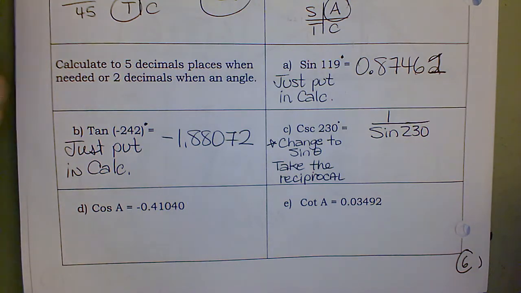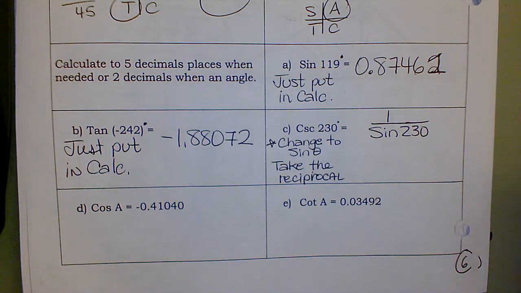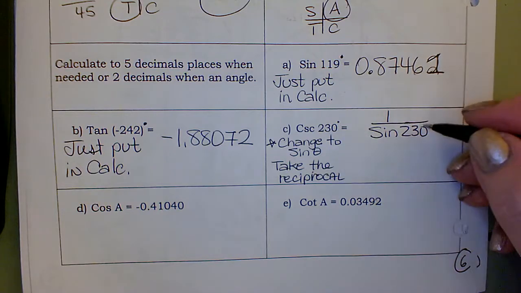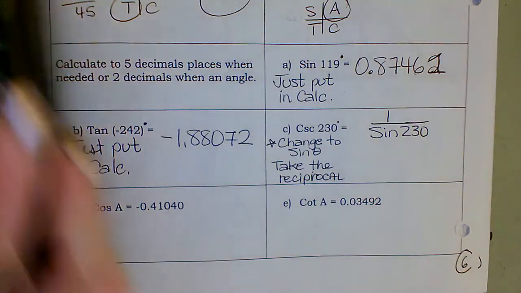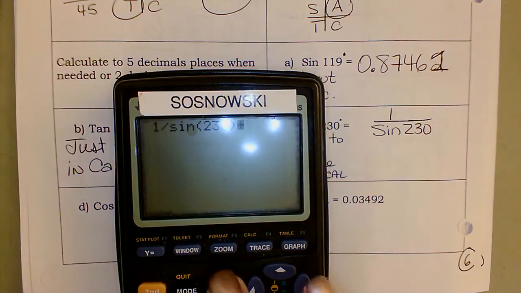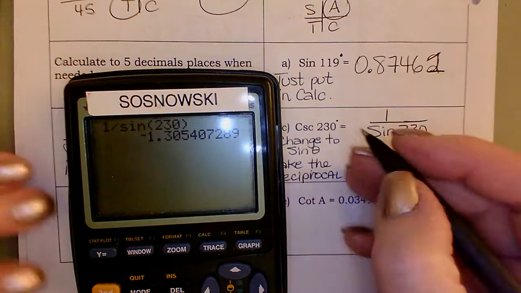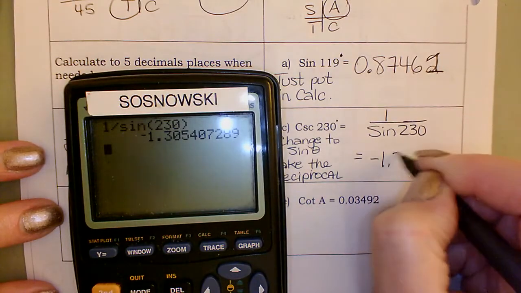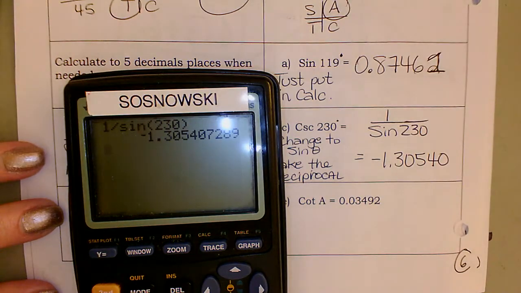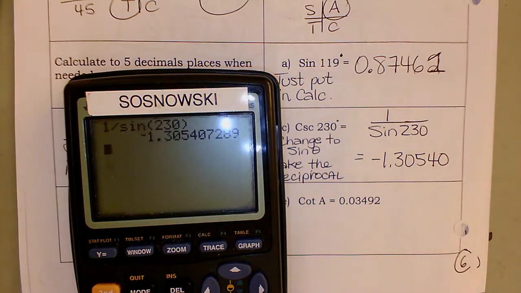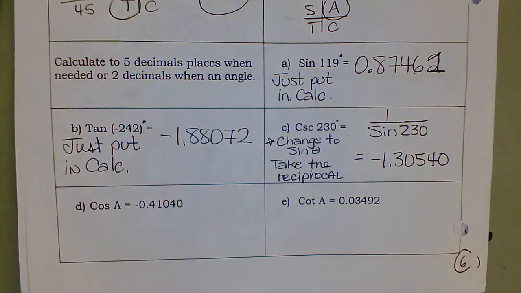Inverse ones. All right, so now I just have to go 1 divided by sine 230, just like that, and hit my equal. So this is going to be negative 1.30540. So with any of those, cotan, cosecant, or secant, you just do 1 over the primary one. All right.